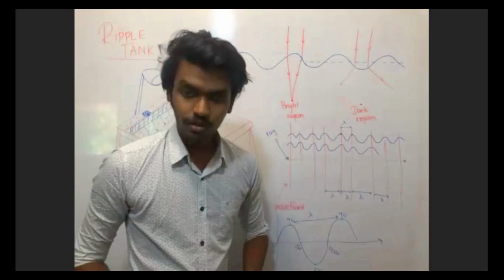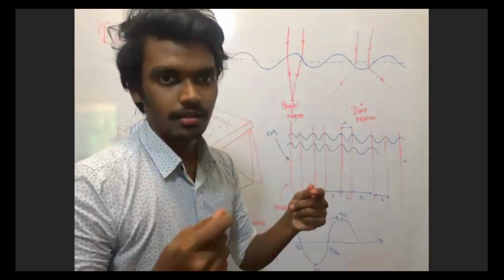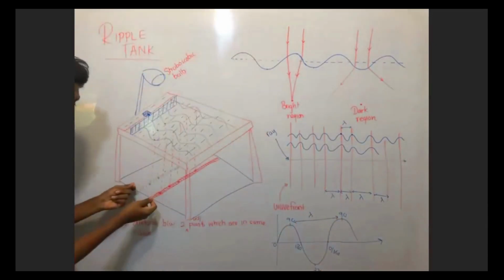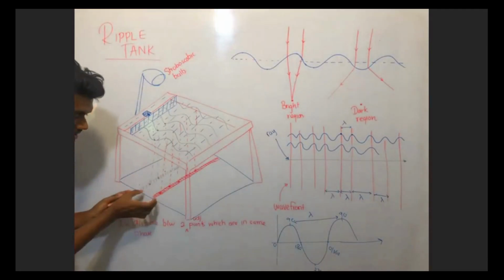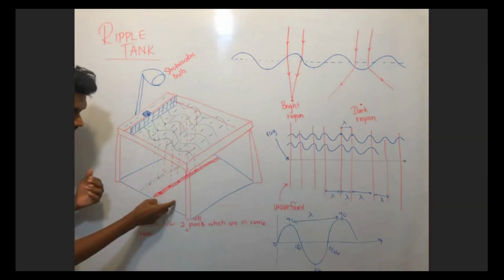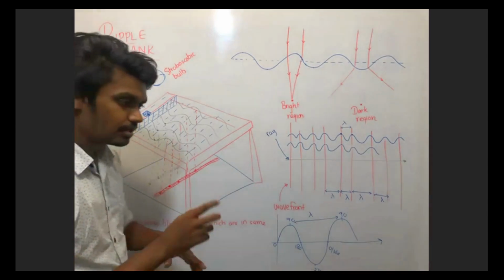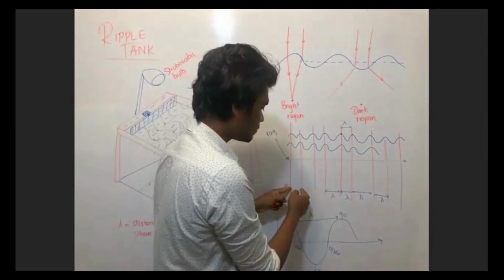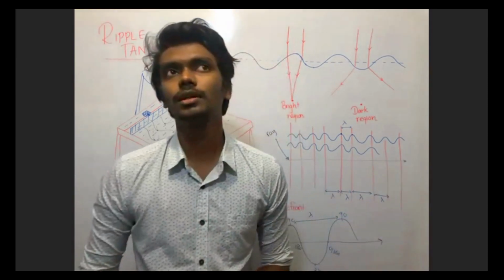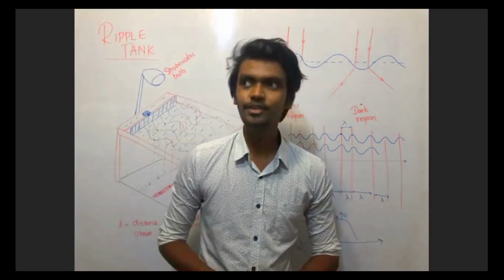Okay. So now what you could do is take your ruler, go to the screen, place the ruler on the screen, and measure the distance between two bright regions or two dark regions. It doesn't matter. So you can find lambda. Can you?